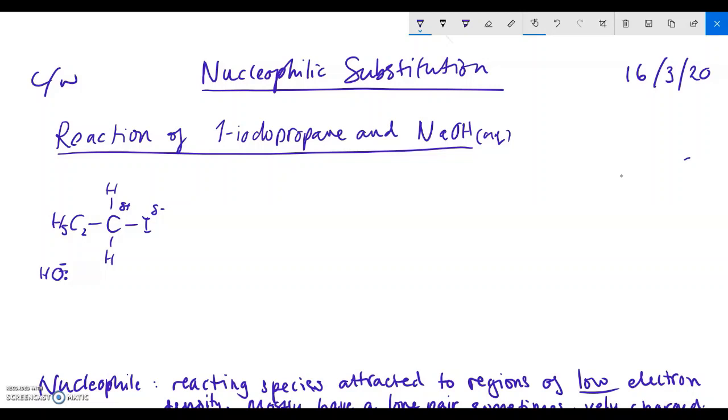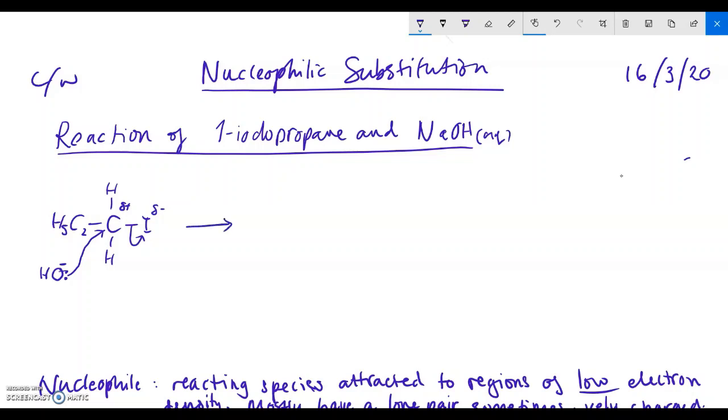And as the hydroxide ion, which is negatively charged, is brought in towards the delta positive carbon, electrons in the carbon-iodine bond are going to become further pushed away, and so that leads to the carbon becoming more delta positive, which again pulls on the lone pair of electrons even more, and eventually we get a movement of electron pairs which we can represent with curly arrows like so.